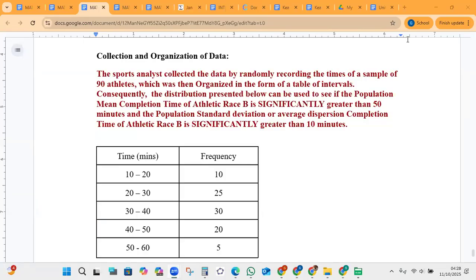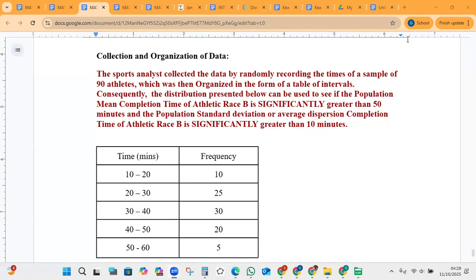Therefore, we move on to the collection and organization of data. The sports analyst collected the data by randomly recording the times of a sample of 90 athletes, which was then organized in the form of a table of intervals. Consequently, the distribution presented below can be used to see if the population mean completion time of athletic race B is significantly greater than 50 minutes, and the population standard deviation, or average dispersion, of the completion time of athletic race B is significantly greater than 10 minutes.